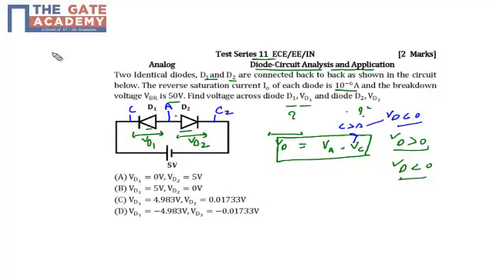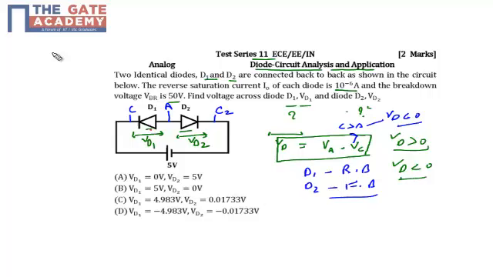On the other hand, in the case of D2, the anode is at a much higher potential than the cathode, because the cathode of D2 is connected directly to the minus 5 volt. So VA is at the higher potential, which means that D2 is forward biased. My conclusion is that D1 is reverse biased and D2 is forward biased.